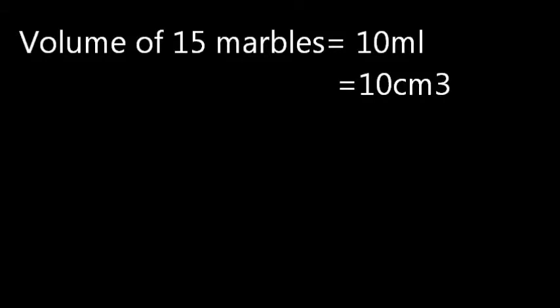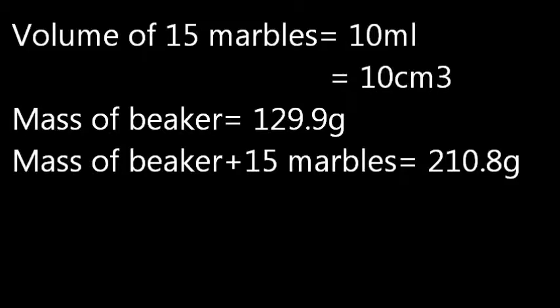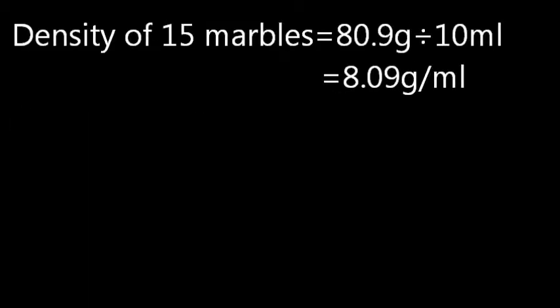Now we find the density. Volume of 15 marbles equals 10 ml, which equals 10 cubic centimeters. The mass of the beaker is 129.9 grams. The mass of the beaker plus 15 marbles is 210.8 grams. Hence, the mass of 15 marbles is 80.9 grams. The density of 15 marbles is 80.9 divided by 10, which is 8.09 grams per milliliter.